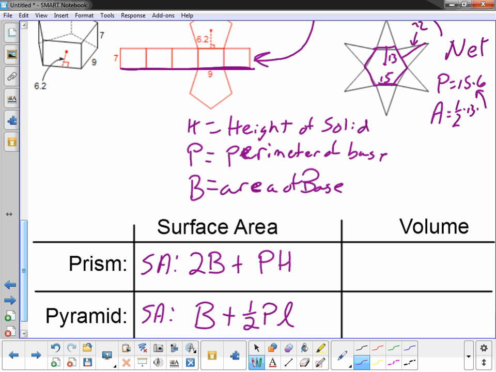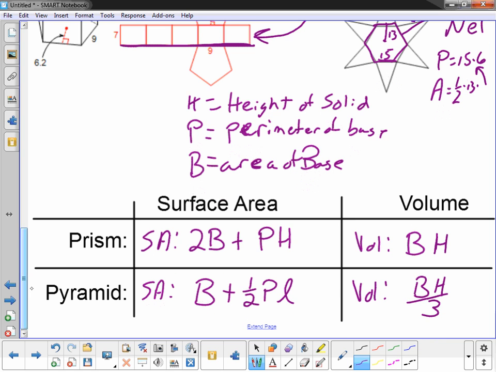Now, volume's pretty simple. Volume is how many cubic units will it take to fill that whole space up. So volume will always be the area of the base times the height, no matter what, for a prism. Area of the base times the height. Now, for a pyramid, it's not quite that easy. I have to take the area of the base times the height, not the slant height, but the real height, but then I divide it by 3. And why 3? Because it takes 3 pyramids to fill up a prism of the same size.